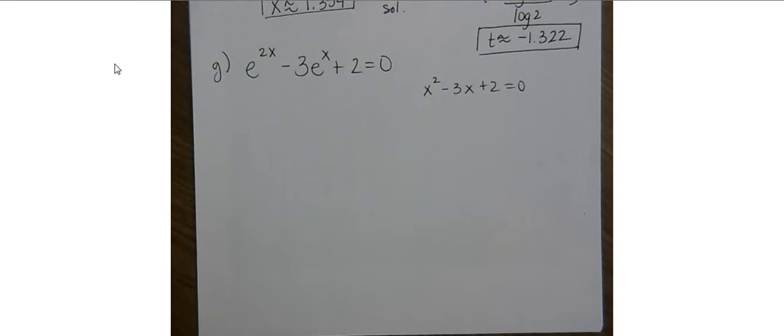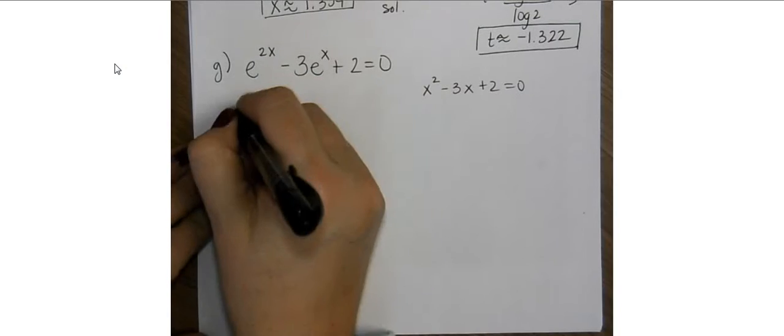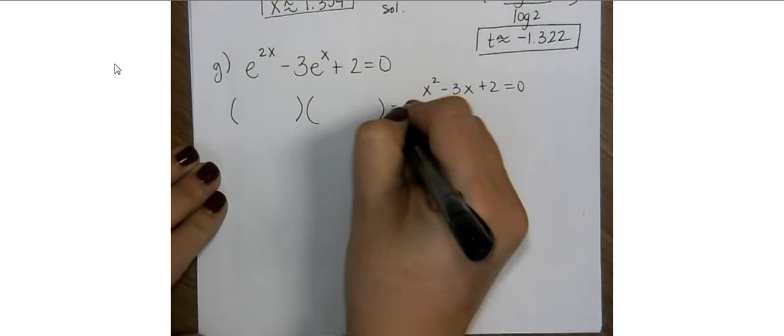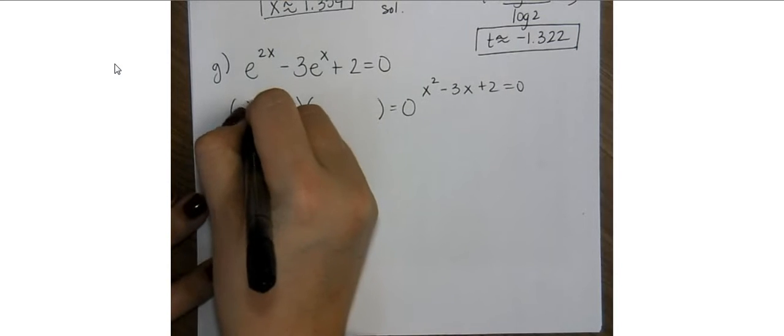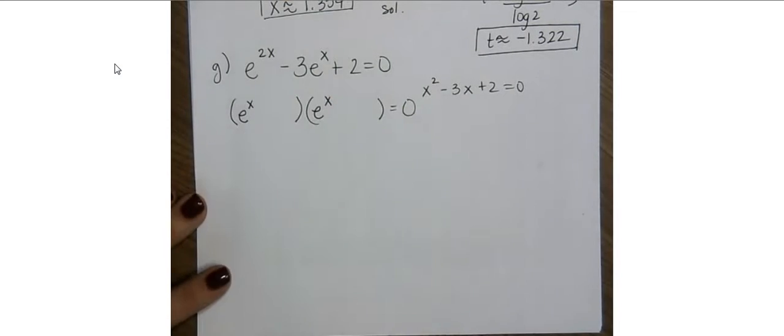Hopefully it does. So that's what I think about when I see that. Right away I see a trinomial and I have to factor it. So I'm going to factor this, and then I want to think about what is e to the 2x? Well, I can break that down into two pieces of e to the x times e to the x, which would give me e to the 2x when I multiplied. And then you just factor it like normal.